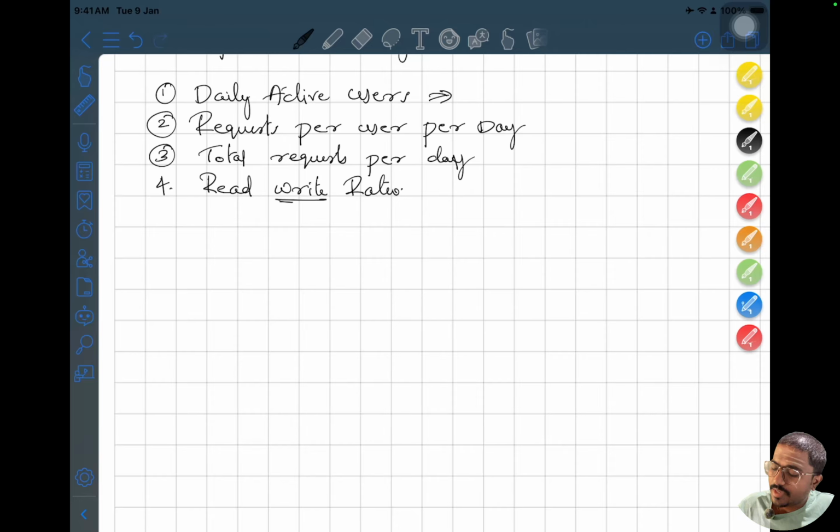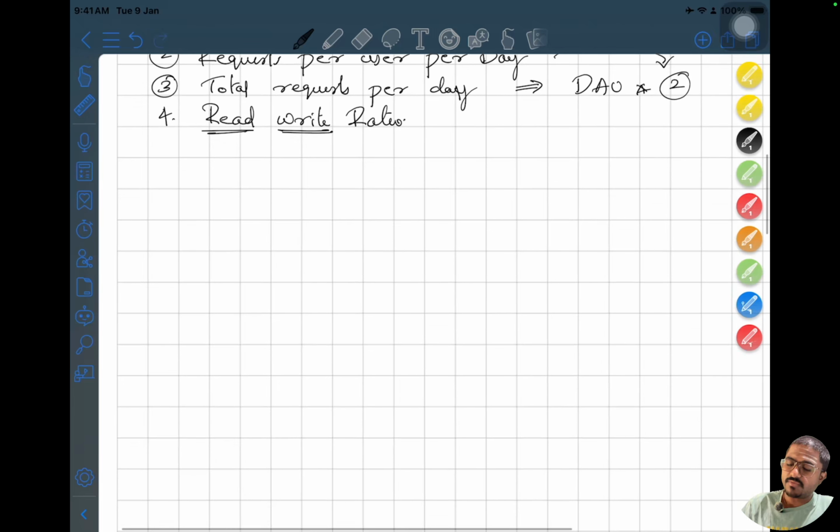How many users are writing to your system, and how many users are reading data from your system? So that is the read-write ratio from the customers. What is the total requests per day? It will be the daily active users, DAU we say, into requests per user per day. That is the second option. So it's all interrelated. If you change one parameter, the other parameters will keep changing. So that's why we have to be very careful about these things.